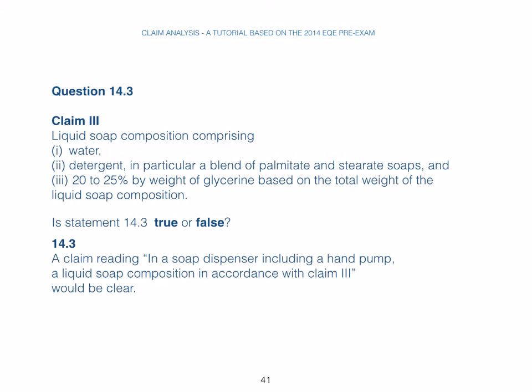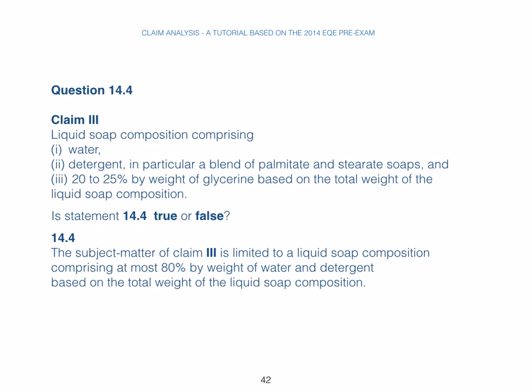Now, in my opinion a claim to a liquid in a bottle means the same as a bottle containing a liquid, and all these seem to be clear. But the question is about, in a soap dispenser, a liquid soap composition. So you have to make up your mind whether this claim is clear or not clear. If it's clear, the answer is true. If it's not clear, the answer is false. And then we'll go to the next question.